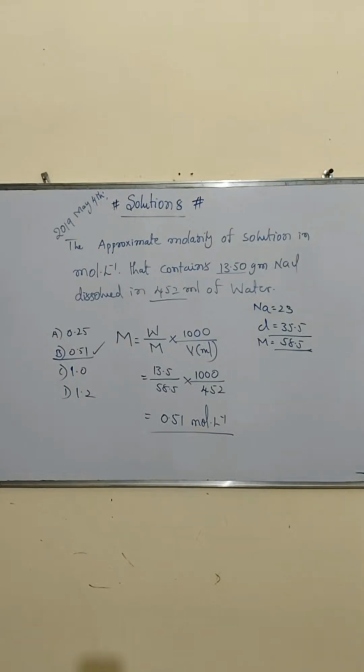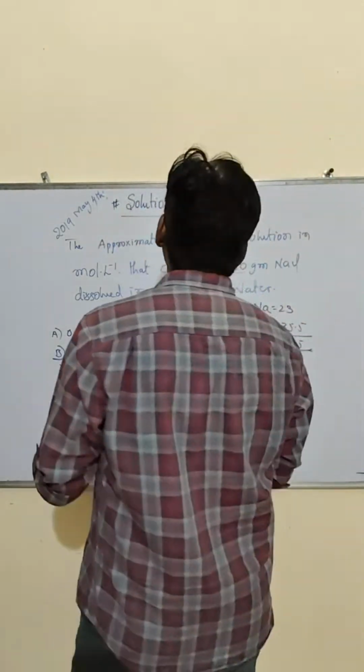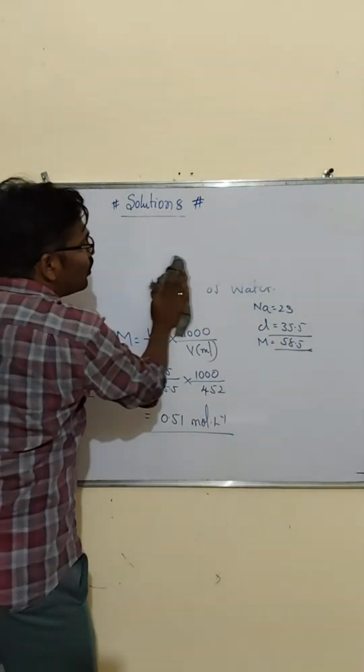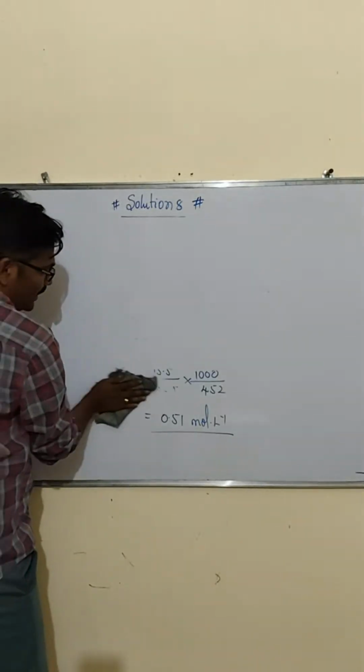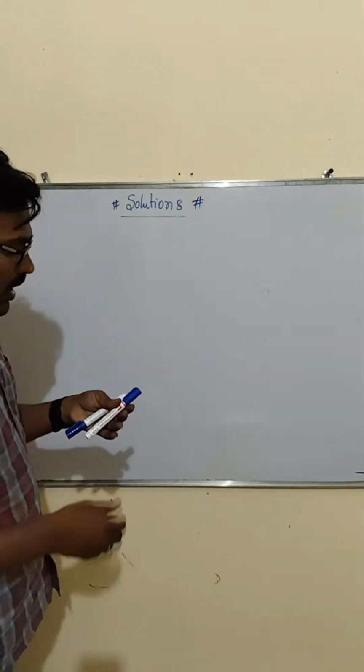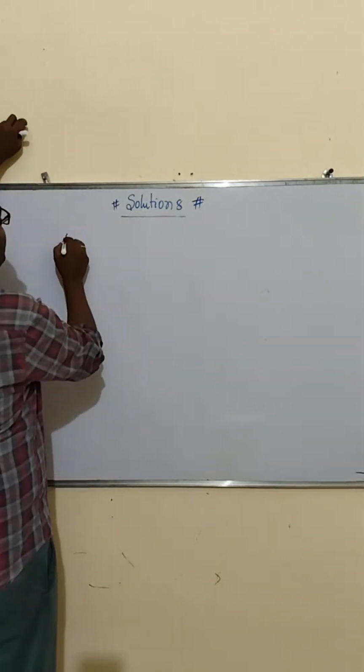Then, in case of other concentration terms, what are those? Normality, then mole fraction, then molality. If you want to calculate all the concentration terms, so what is normality?